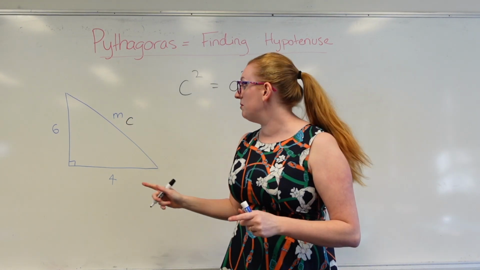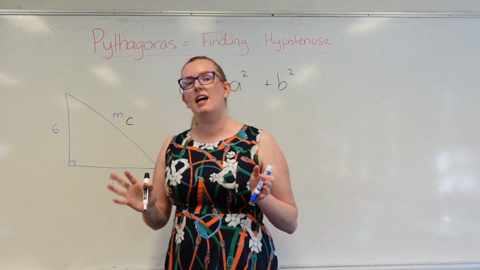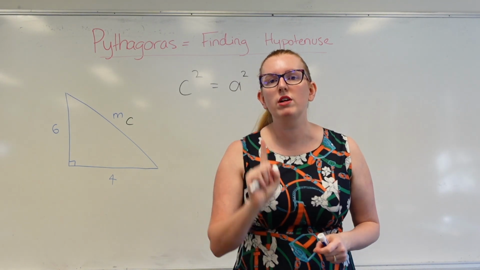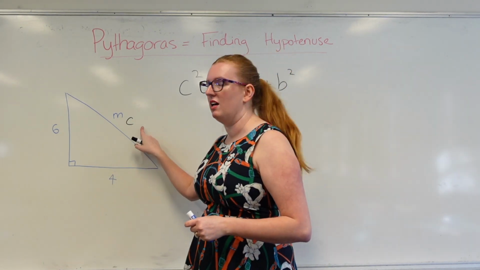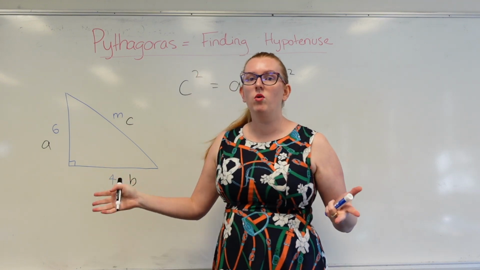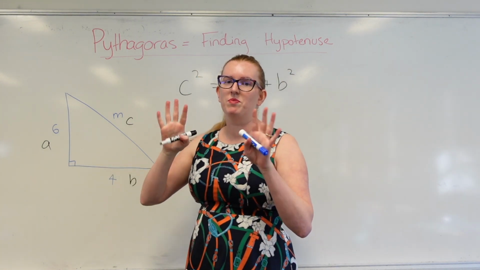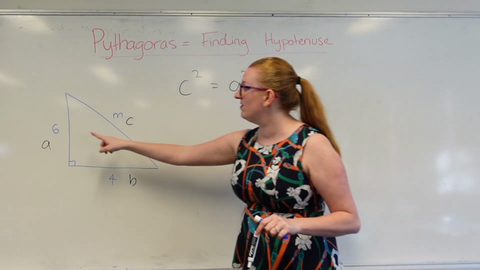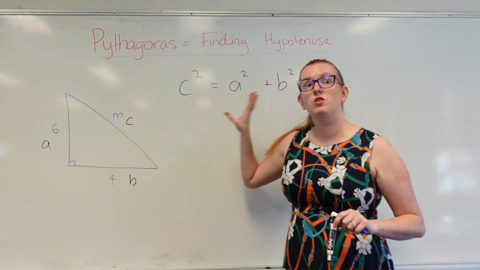Okay, now we're going to go ahead and label the other two. And now with Pythagoras, it actually doesn't matter which one's a and which one's b. The only one that really matters that you label correctly is c. Okay, so I might call this one a and I might call this one b, or it could be the other way around for these two. Doesn't really matter. Now what I'm going to do is I'm going to put these values into my formula.